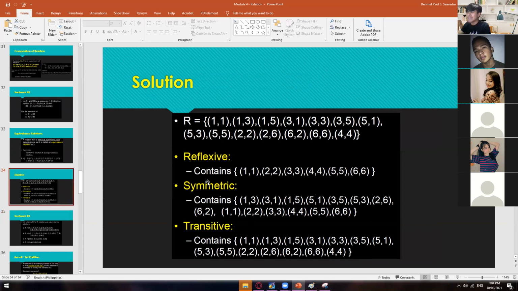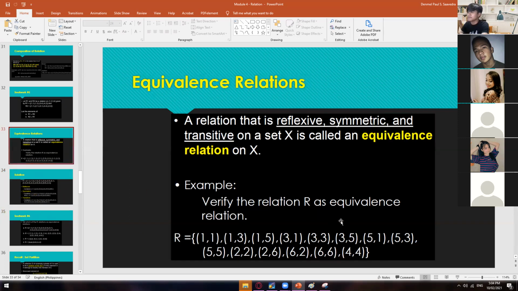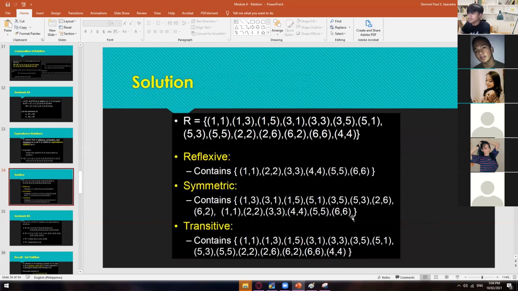This one actually has a solution. This example has a solution. Yes, it's reflexive, yes, it's symmetric, and at the same time, it's also transitive. Thus making this example an equivalence relation. In here, it's the step-by-step verification or validation.